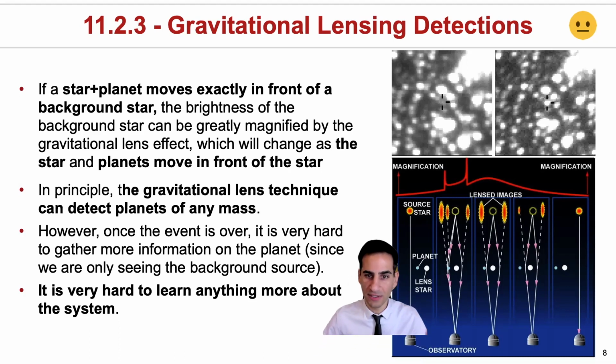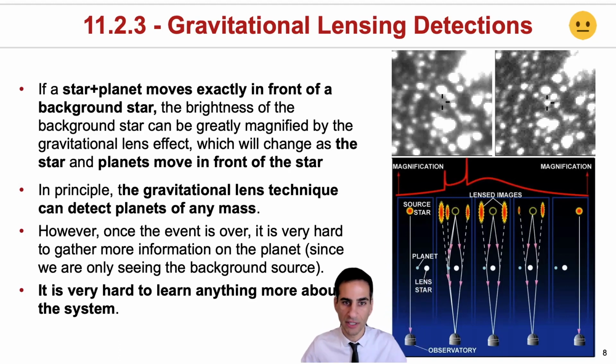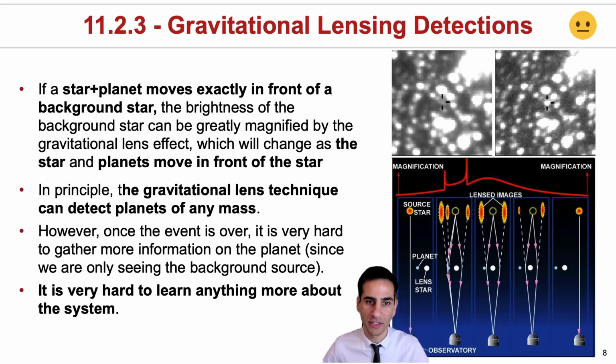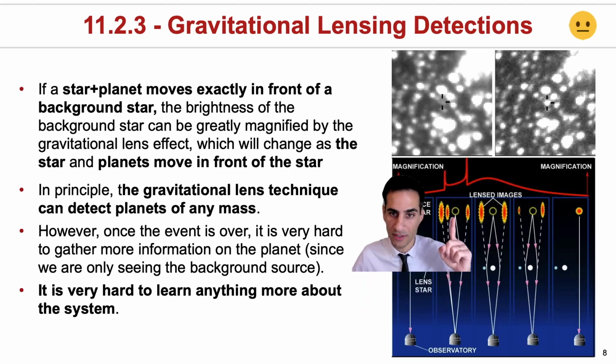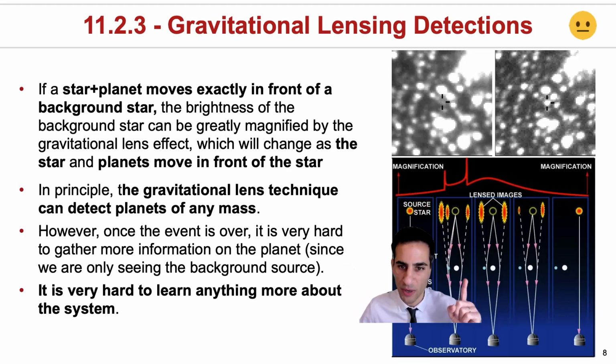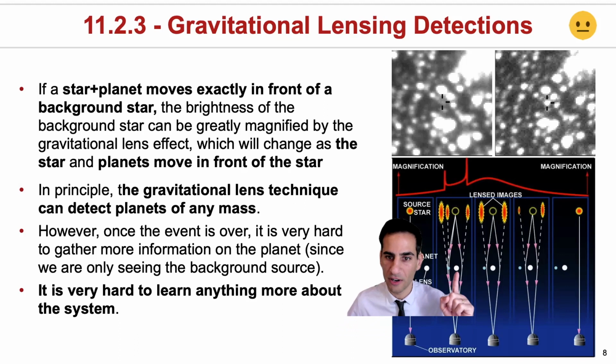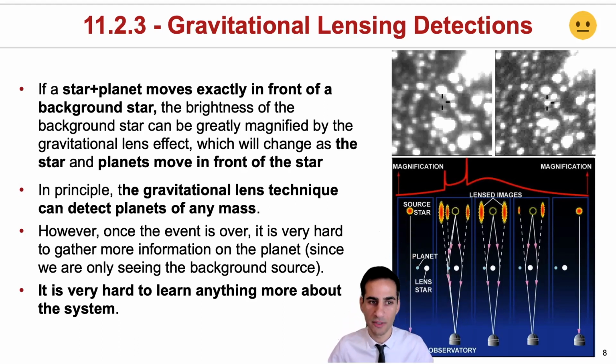However, once an event like this is over, it is really hard to gather more information on the planet. Since we're only seeing the background source, we can track the star, but many times it will be very hard to use other methods to confirm these planets. And therefore, it is really hard to learn anything more about the system.